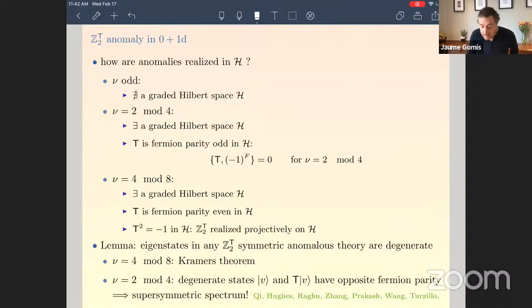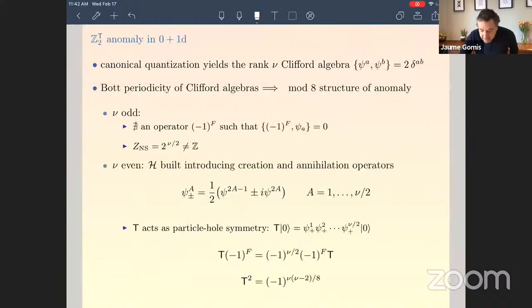Okay. Now, how did we prove this? This is elementary. All you do is canonical quantization of the fermions, and essentially the Hilbert space gives you a representation of a rank nu Clifford algebra. The statement that the anomaly is Z8 is just the mathematical statement that there is periodicity of Clifford algebras mod 8.